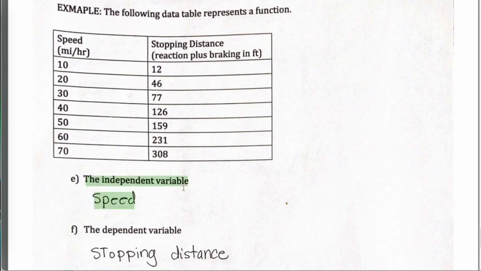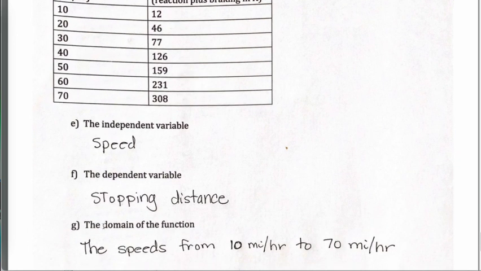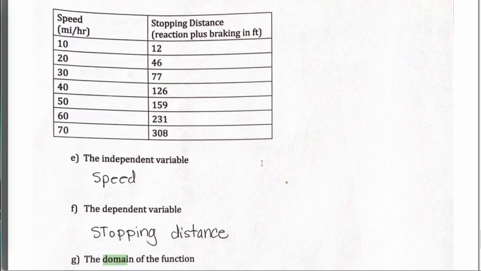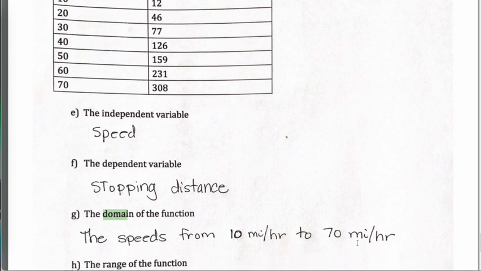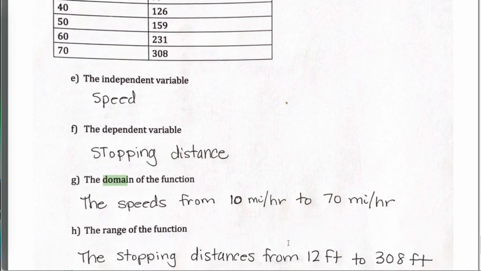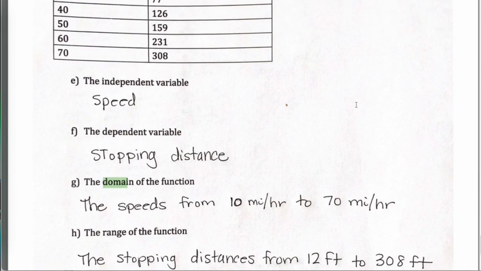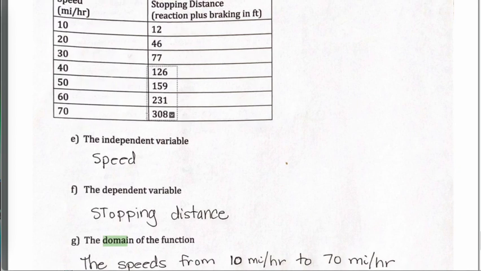So the independent variable in this case is going to be the speed. The stopping distance relies on the speed of the car. So the speed is going to be independent and the dependent is going to be the stopping distance. The domain are all the values of X. In this case, our X's or our inputs are the speed. So we're going to say it's the speeds from 10 to 70, and that's in miles per hour. Our range goes from 12 feet to 308 feet. That's all of our Y's here, from 12 to 308.